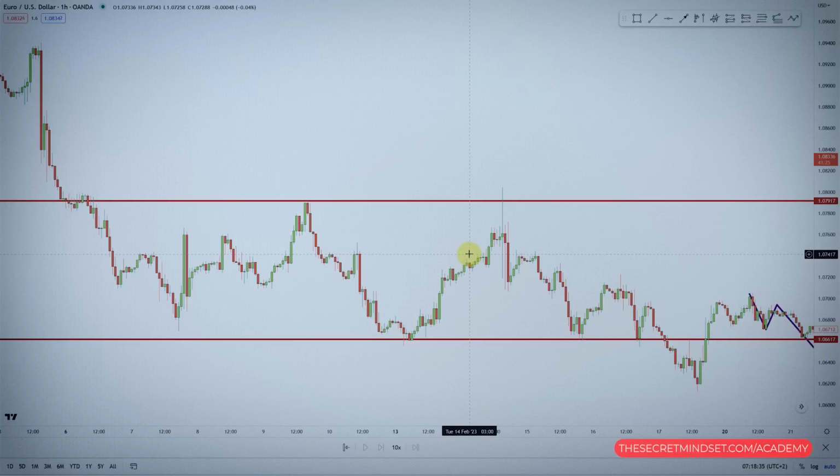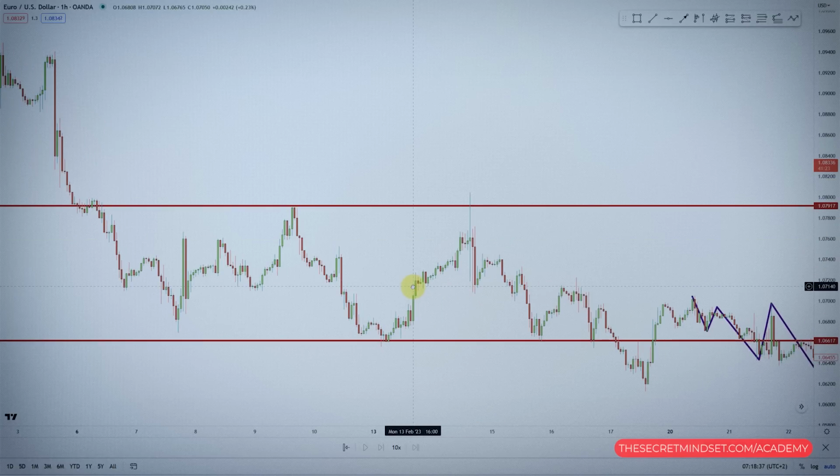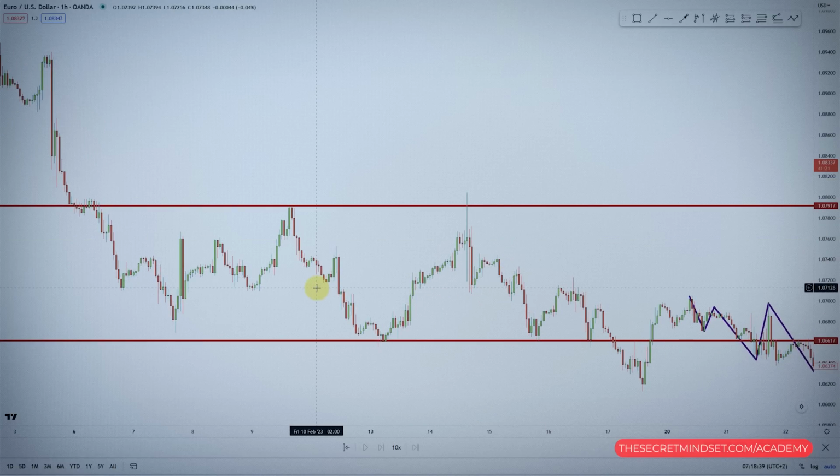These are the obvious concepts regarding market structure. Now let's go deeper, and let me share the subtleties of the market structure.